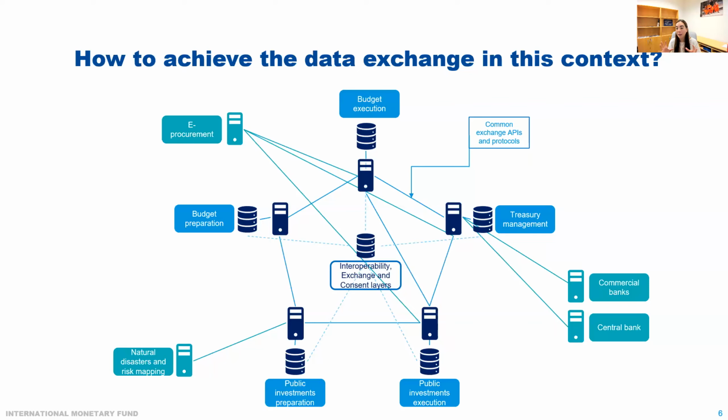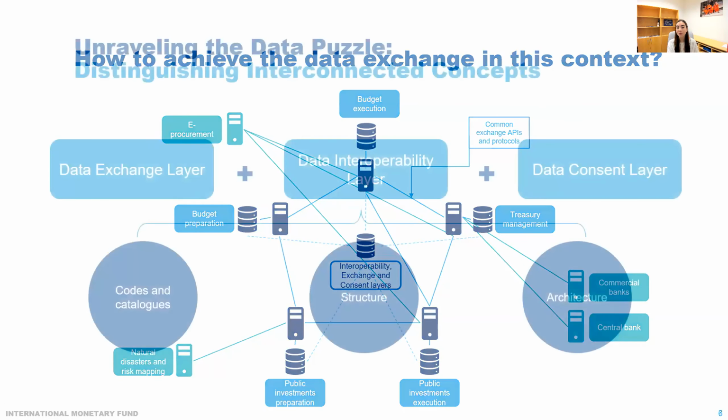So we have all this landscape and different siloed systems, and through these interoperability, exchange, and consent layers, we are able to connect the systems without having everything in a core. And this is the approach through which we can map not only the core public financial management data, but also e-procurement, also natural disasters, also commercial banks and central banks. This is already talking about government-to-person payments and so forth.